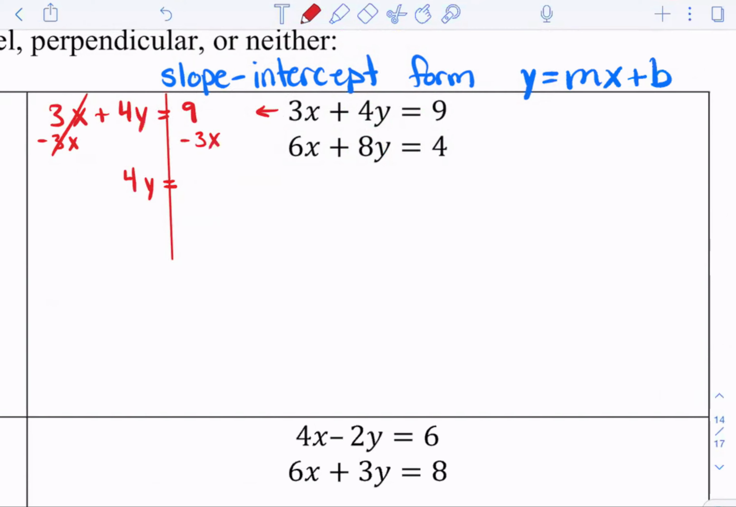I'm going to put them in order. Negative 3x plus 9. Remember, it's y equals mx plus or minus b. So we want to keep it in that order. To get y by itself, everybody is going to get divided by that 4. Everybody. Very fair and balanced here in algebra. And we're finally left with y equals negative 3/4 x plus 9/4. And let's highlight that slope because that's really what we're going to be focusing on when we're doing our comparison.